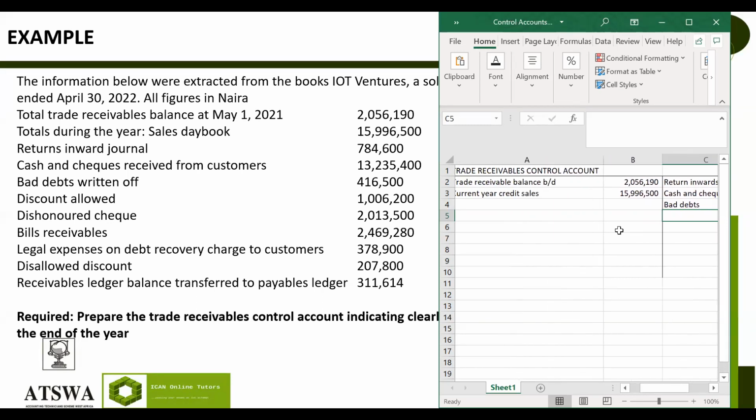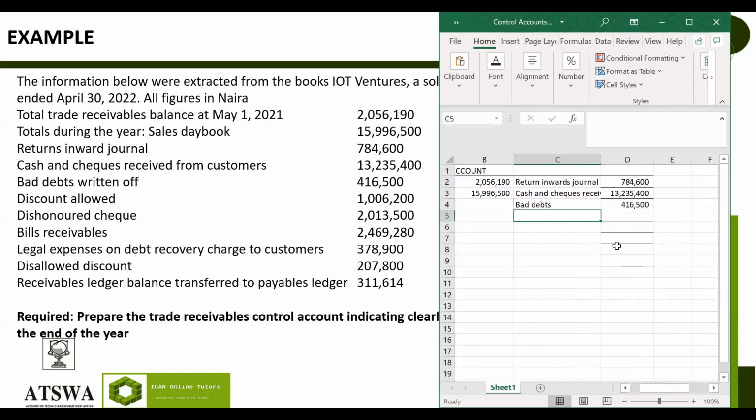What about discount allowed? Credit or debit? Discount allowed is credit side. How much is it? 1,006,200.